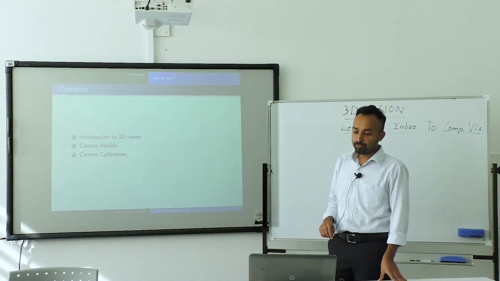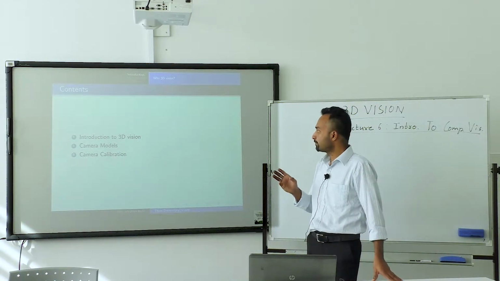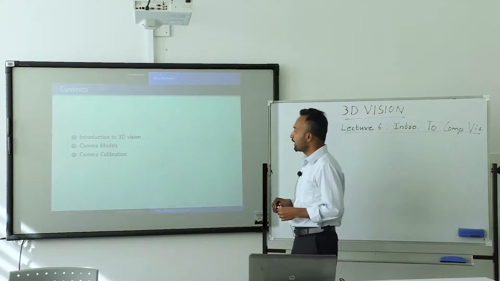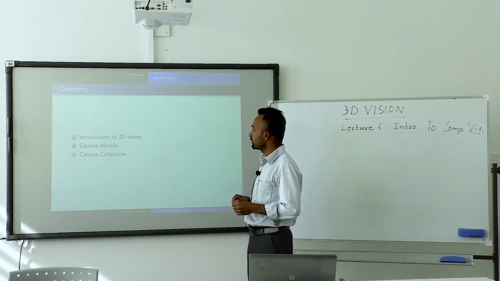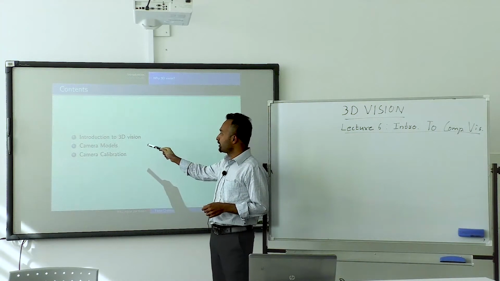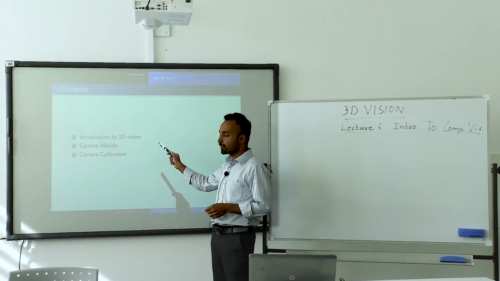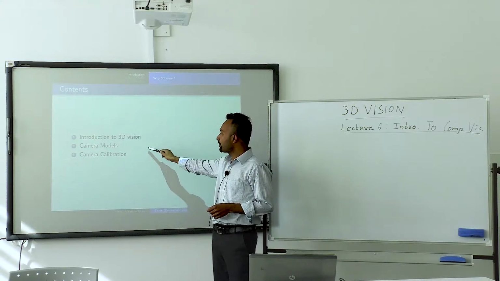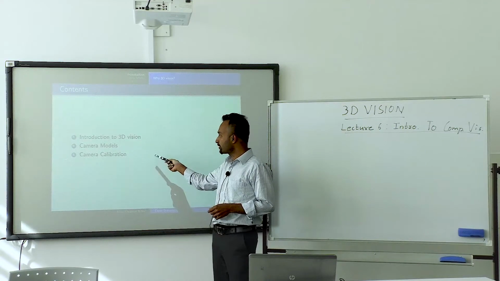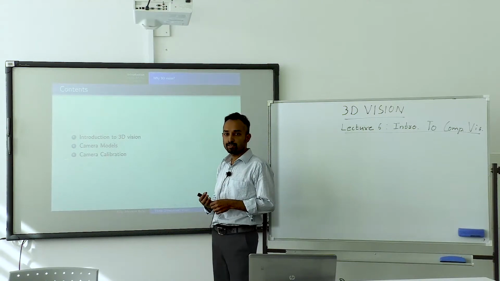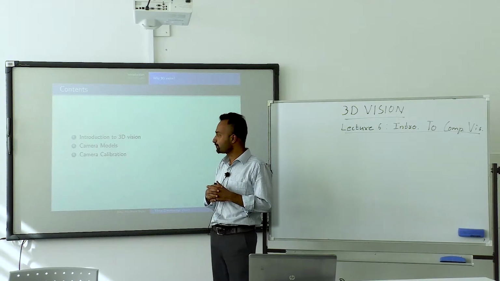So the content of today's presentation, mainly there will be 3 parts. First is introduction to 3D vision. So I will discuss why 3D vision is important. And then from there, I will mention how 3D vision is related to camera models, how image formation also is important, and how camera models is related to three-dimensional measurement, and how three-dimensional measurement can be done using information about camera, which is called camera calibration process.